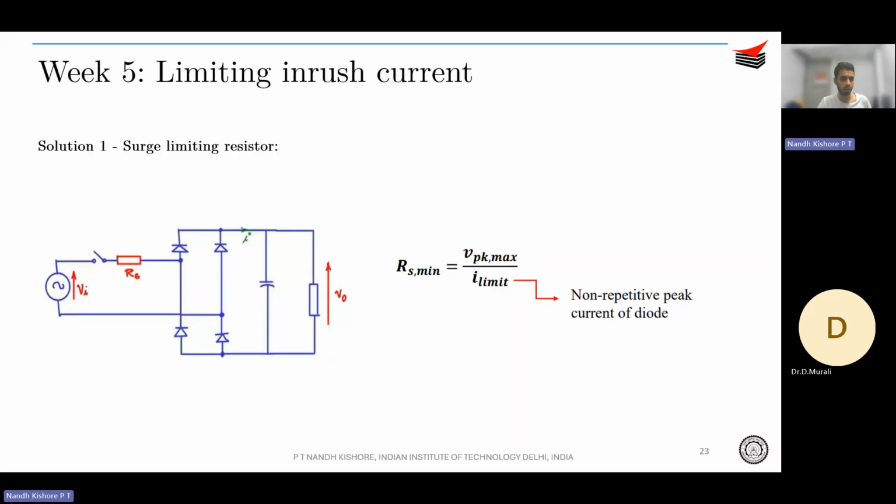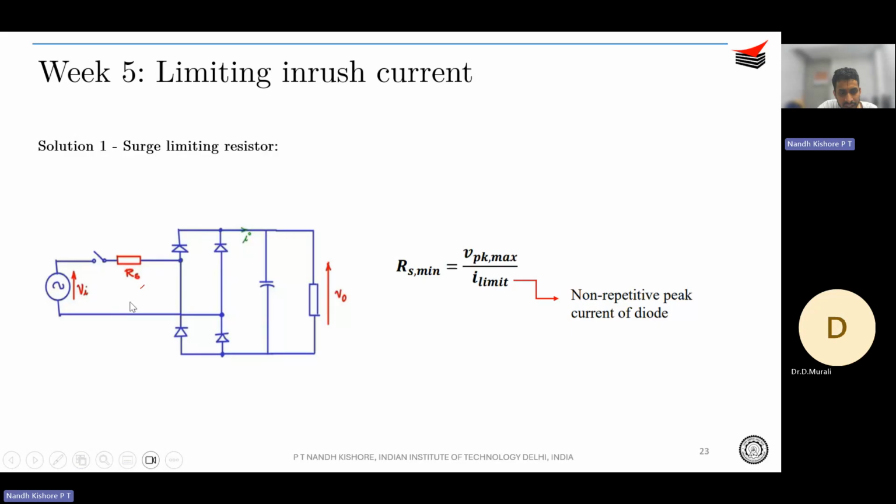Okay. So how do we do that? We have multiple solutions for that. We went through that in the lecture slides. One solution is to use what is known as a surge limiting resistor. In order to limit the current, add a resistor at the input side, and you will rate the resistor for the surge current.